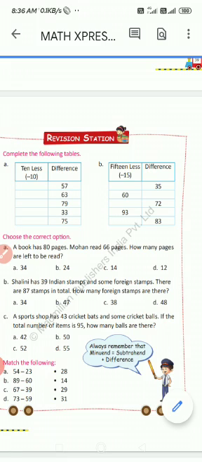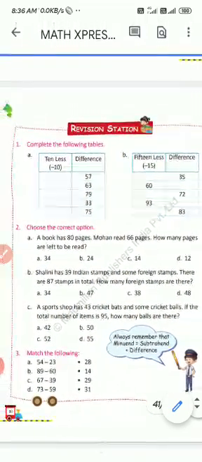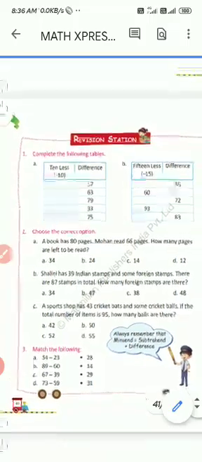This is Wasim Khan, assistant teacher in Al Mahmood International School, Akola. We are studying maths of second standard and we are learning subtraction. Today we will see the revision station from page number 40. So let's come to the revision station on page number 40.